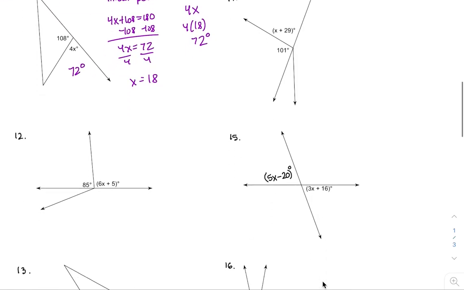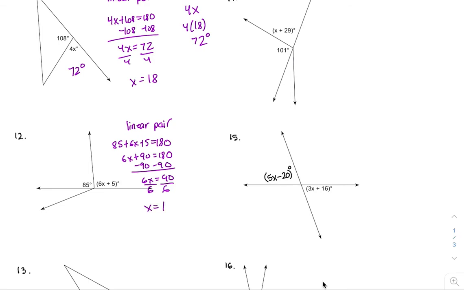12, another linear pair. Since a linear pair is supplementary angles, that means both of these angles add up to 180. So 6x plus 90 equals 180. Subtract 90 from both sides. 6x is equal to 90. Divide both sides by 6. X is equal to 15.